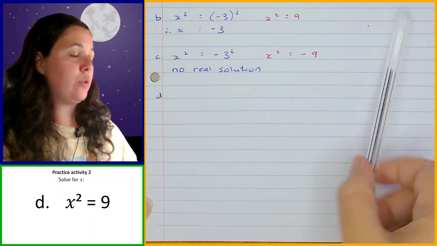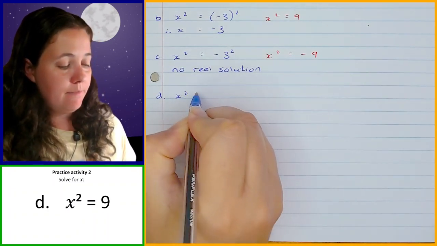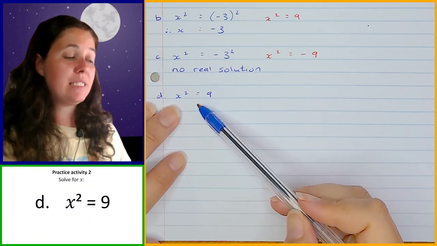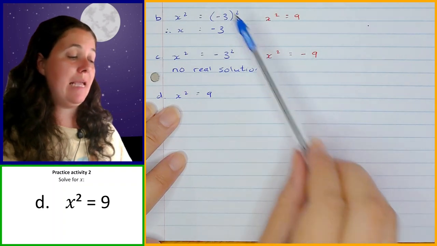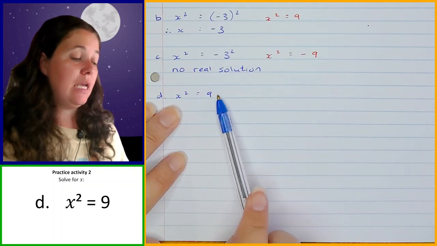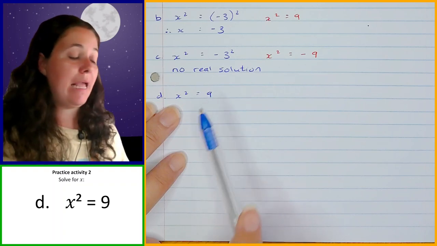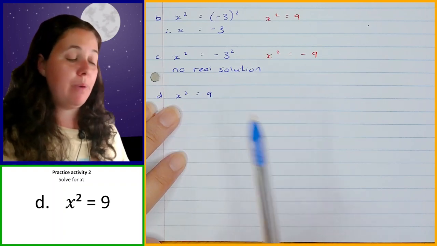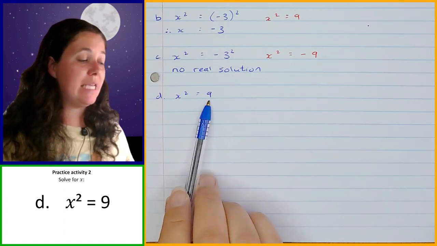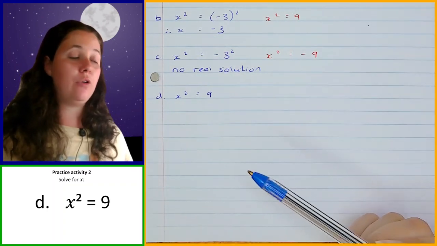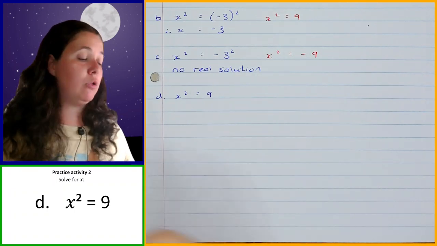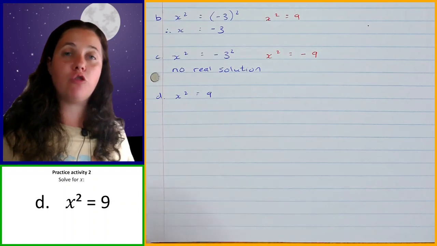Here we've got x squared equals 9. Now this one is very similar to what I had in questions A and B, but here I haven't been given it already in exponential form. I have not been given it as a power. I have to change it to a power myself, which means I have to take into account, just like in the example I gave you, every single possible base that will give me 9 after it has been squared.